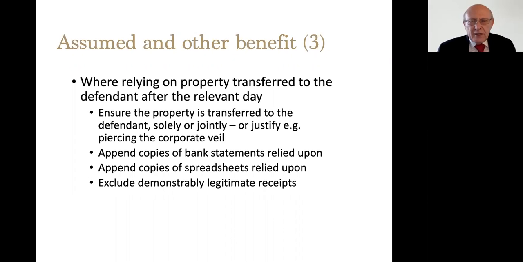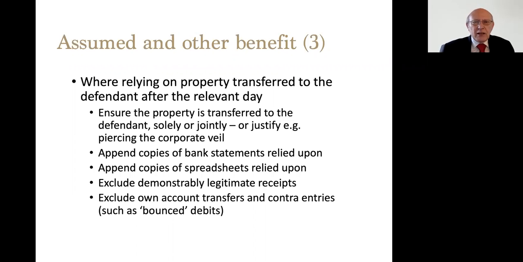Obviously, when you look at those bank statements and you prepare your spreadsheets, you are going to need to exclude demonstrably legitimate receipts. And you're going to exclude transfers between different accounts belonging to the same defendant, because he's not receiving property there, he's simply shifting property from one bank account to another. And similarly, if we've got things like direct debits that are bounced and result in a credit, then those credits, of course, are not property transferred to the defendant. They're simply the reversal of a debit. So they need to be excluded from the assumed benefit.